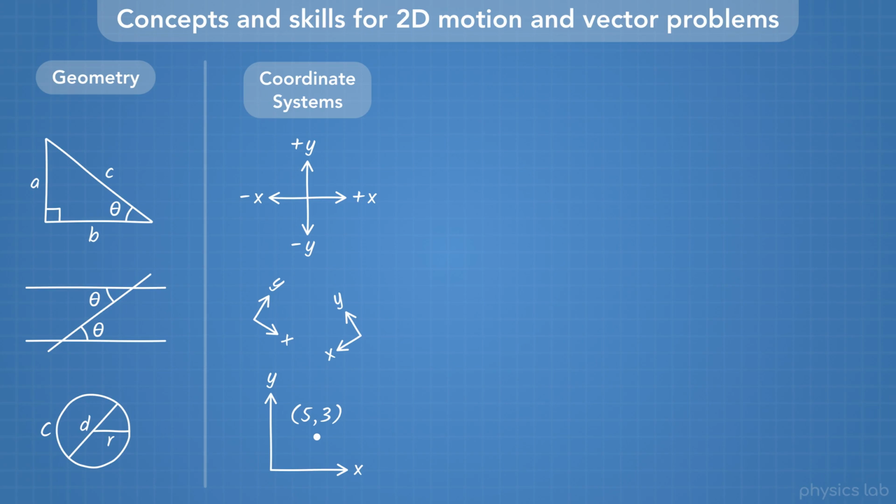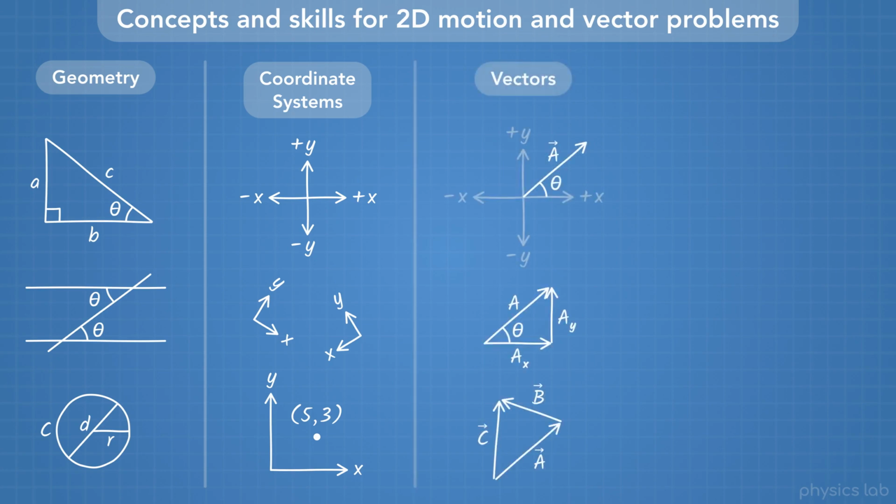We usually use a Cartesian coordinate system, and we label the axes as x and y, each with a positive and negative direction. For some problems, we need to work with axes that are rotated or even flipped. We also need to know how to use coordinates to describe the position of a point or an object within a coordinate system. Next, we definitely need to know how to work with vectors.